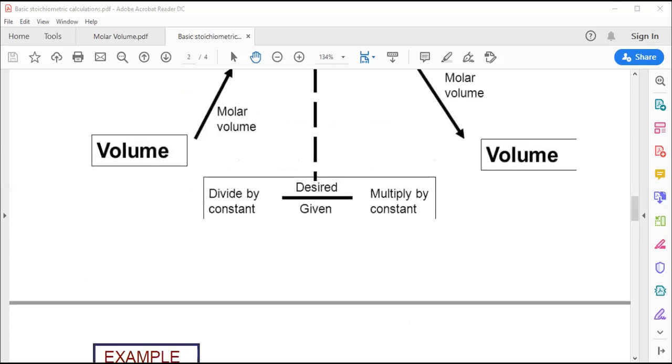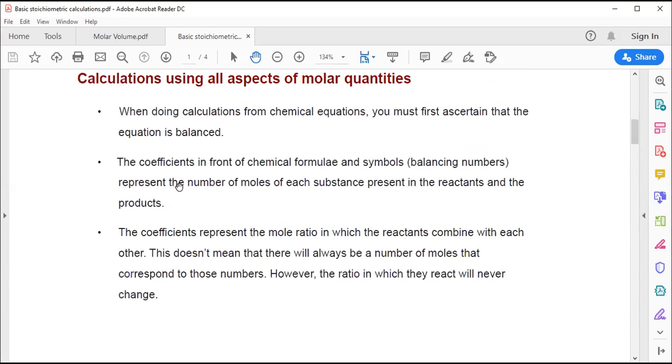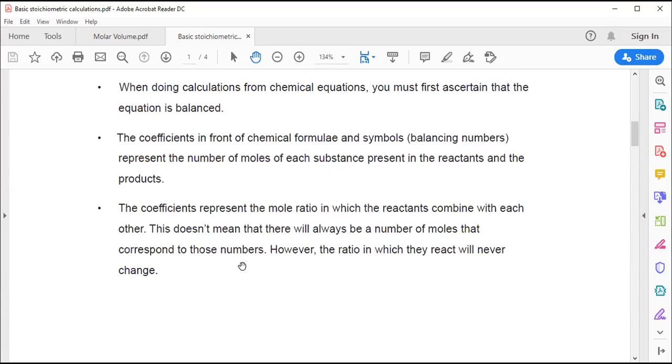All right, we go back to the explanation there. So those are the coefficients. The coefficients in front of chemical formulae and symbols, the balancing numbers, represent the number of moles of each substance present in reactants and products. The coefficients represent the mole ratio in which the reactants combine with each other. So like we saw, there's 2 is to 1. For every 2, we need 1 sulfuric acid. This does not mean that there will always be a number of moles that correspond to these numbers. However, the ratio in which they react will never change.